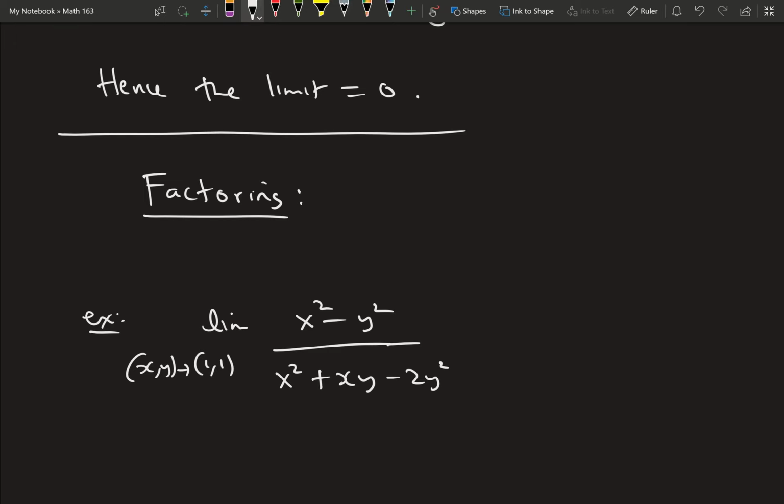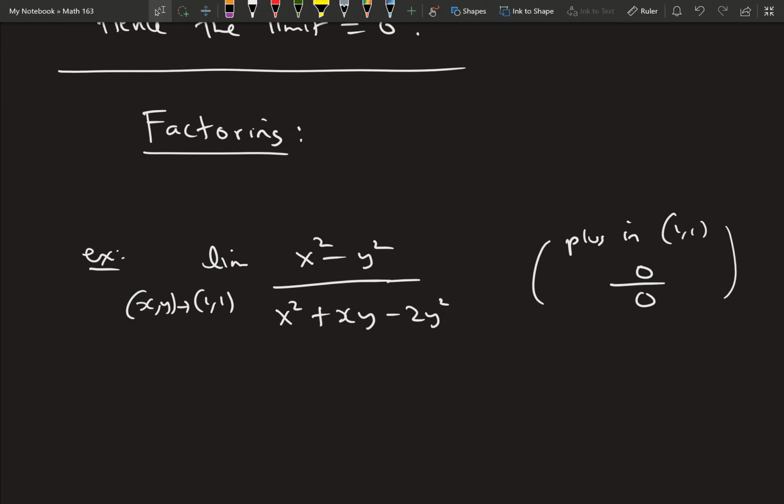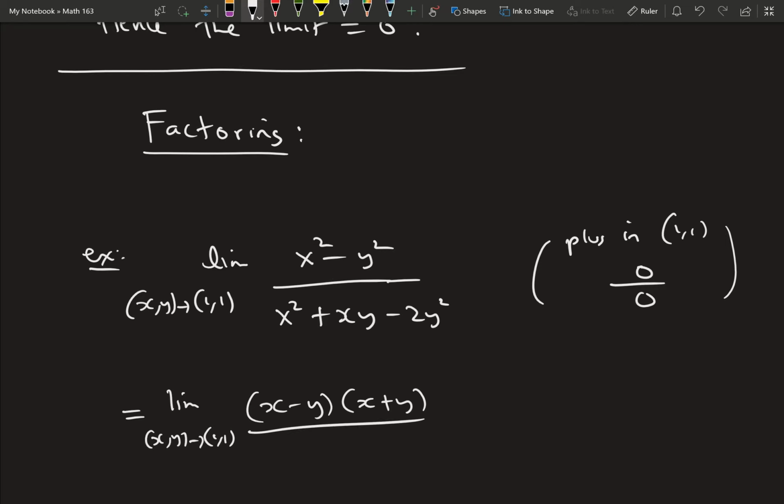And you can note here that if you just plug in 1, 1, you'll get 0 divided by 0. So hence, that's an indeterminate. We don't know if the limit exists or not, because it's not a point of continuity. So we have to think of some other method. Now, it's clear that the numerator does factor into x minus y, x plus y. The question is, how do you factor this bottom part?